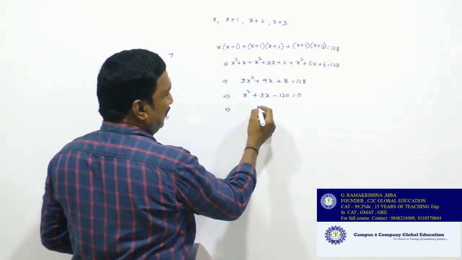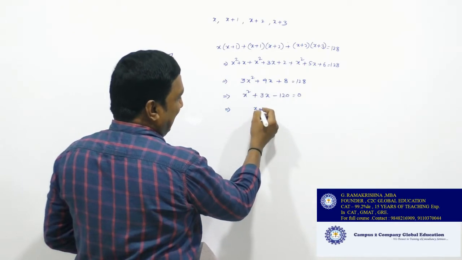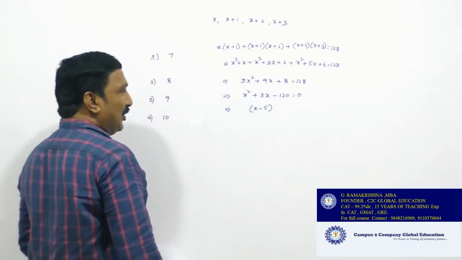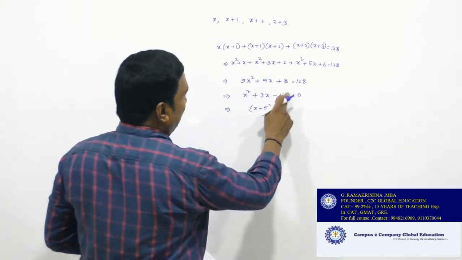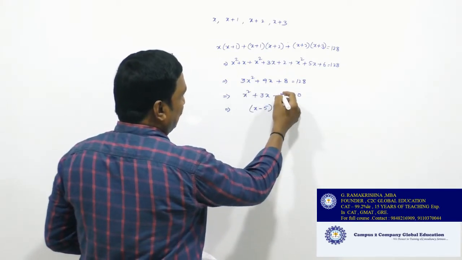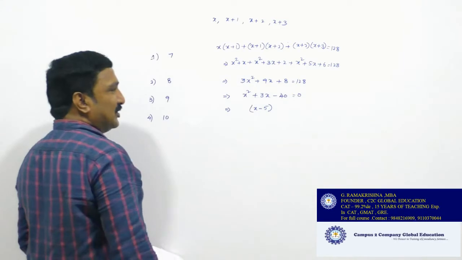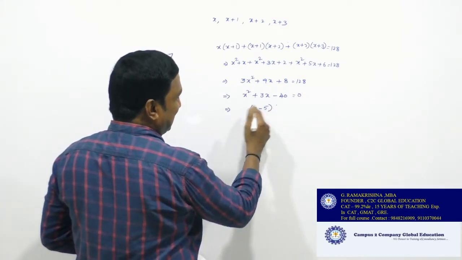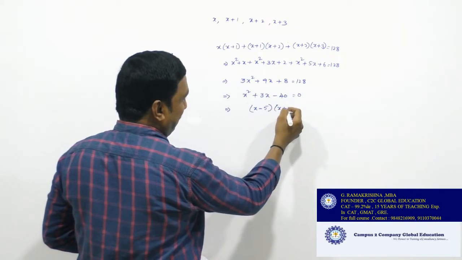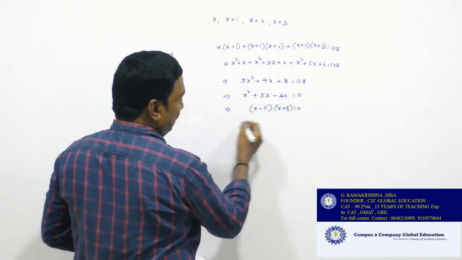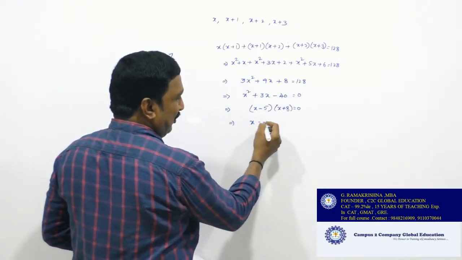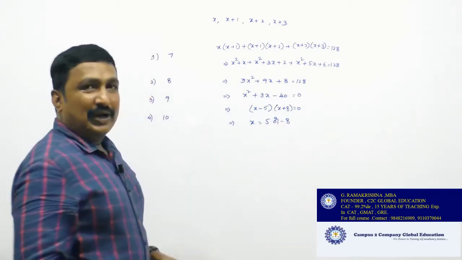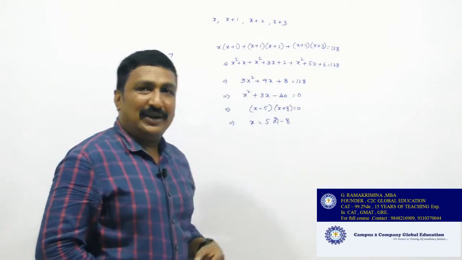Then x is equal to, you will get x minus 5, and 40 can be written as 5 into 8. So this is x plus 8 is equal to 0. This implies x is equal to how much will come? 5 or minus 8. Okay now, friends, this is the systematic method.